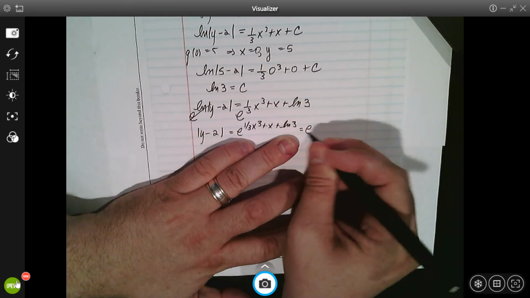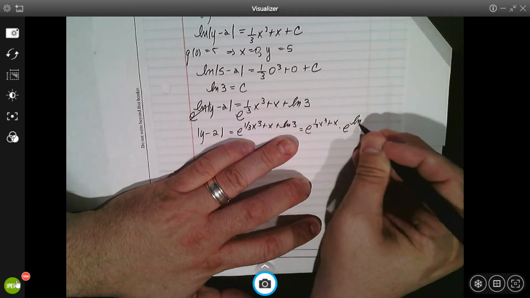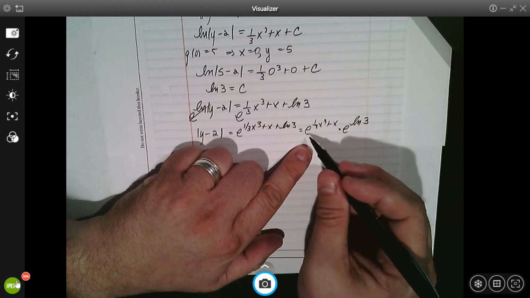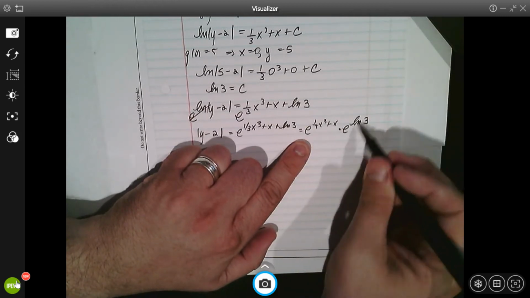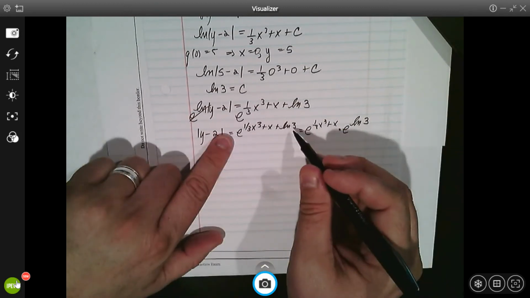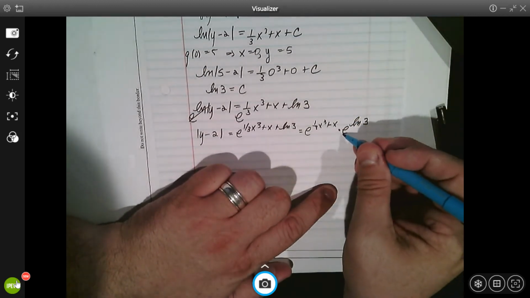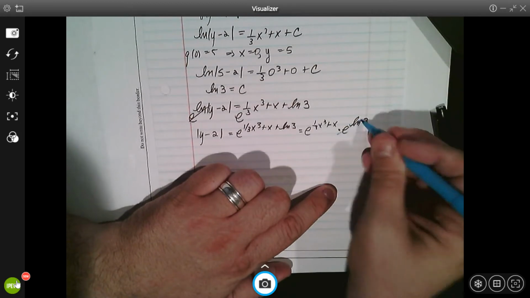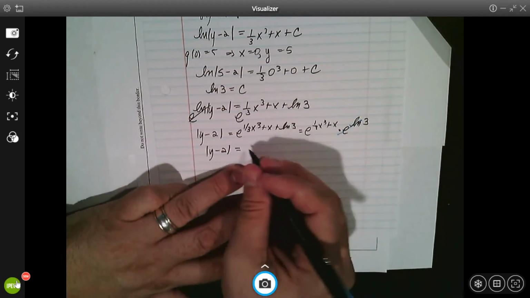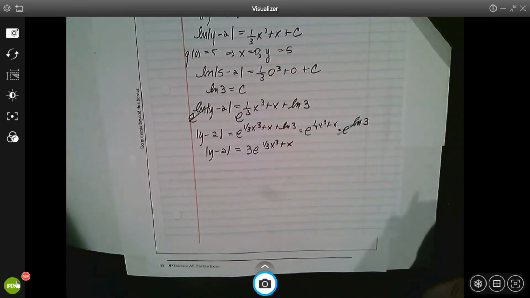If, however, you rewrite this as e to the (1/3 x cubed plus x) times e to the natural log of 3, now that is legal because we're writing this now as e to a power times e to a power. When the bases are the same, the rule is that you add the exponents, and so you'd get back here. And now we've got that cancellation that you see. E raised to the power of the natural log of 3 is just going to be 3. So the absolute value of y minus 2 equals 3 e to the (1/3 x cubed plus x).